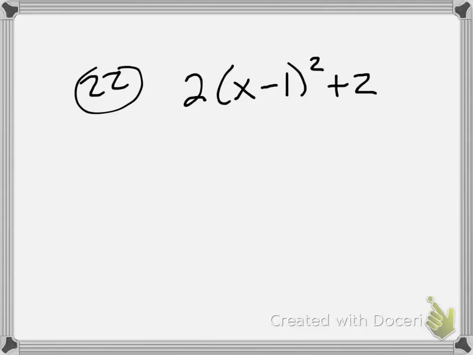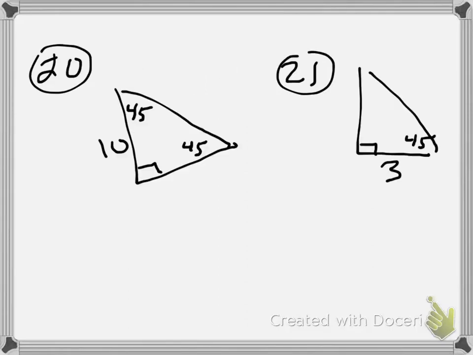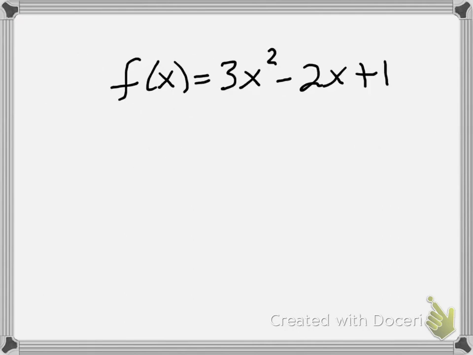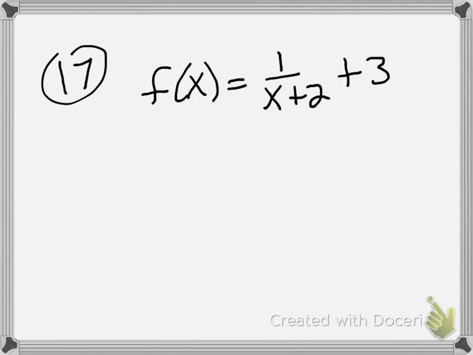This video is going to cover question 17 through 22. So, question 17, it wants to know what are the asymptotes of this function. Remember, there's two different kinds of asymptotes. There's a vertical asymptote and a horizontal asymptote.